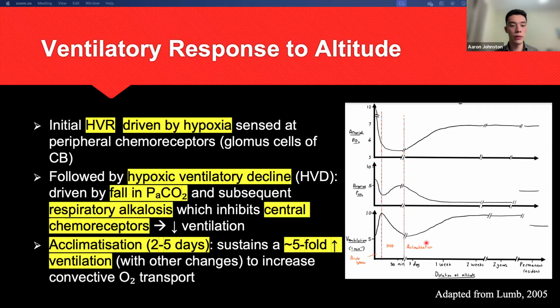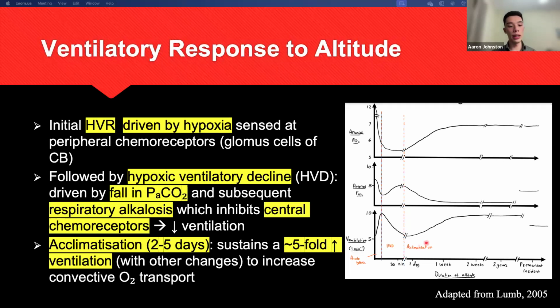Subsequently, though, if you increase ventilation, as we've said, that drops arterial content of CO2. Now, your central chemoreceptors don't like this because you're now alkalotic. The central chemoreceptors are thinking, right, we need to decrease ventilation to prevent this respiratory alkalosis. And obviously, we don't want to be decreasing ventilation because that's going to lead to arterial hypoxemia, and that, as we've discussed, is problematic for many reasons.